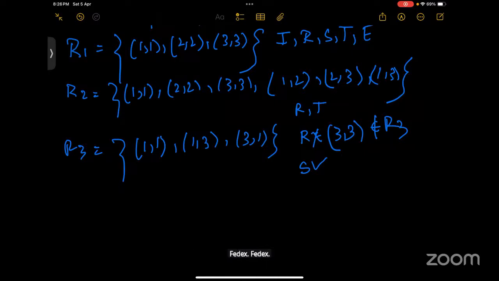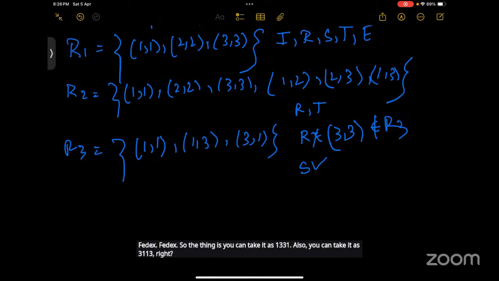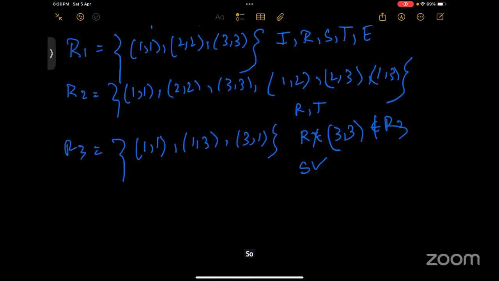So the thing is, you can take it as 1, 3, 3, 1. Also, you can take it as 3, 1, 1, 3, right? If you take it as 1, 3, 3, 1, then you need 1, 1. Yeah, 1, 1 is present in the set. Correct. But if you take 3, 1, 1, 3, then you need 3, 3, right? Both are needed to be transitive.